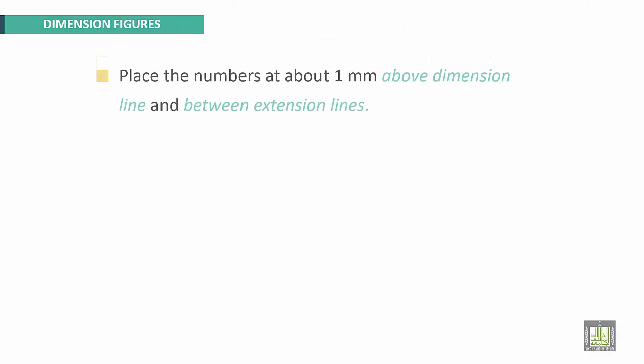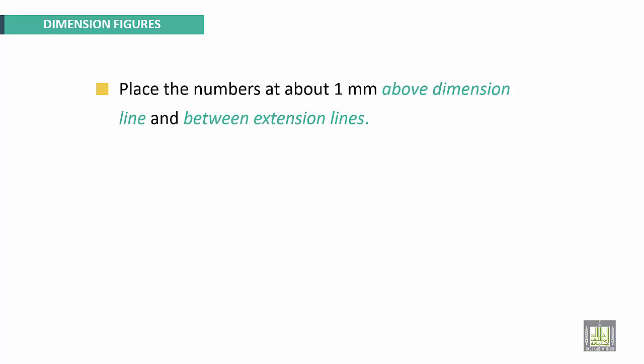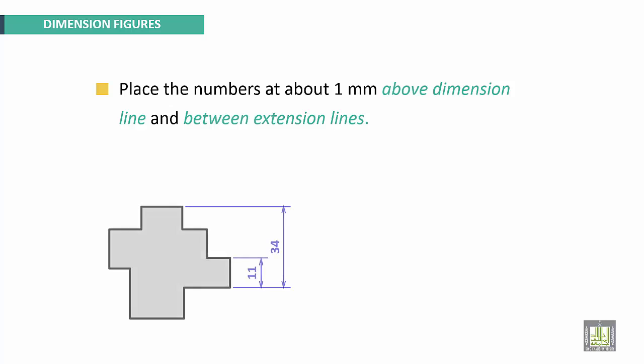Okay. Dimension figures. Place the numbers at about 1 millimeter above dimension line and between extension lines. One example here. We have about 1 millimeter here from the dimension line, and we have space at least 1 millimeter here from the extension line.